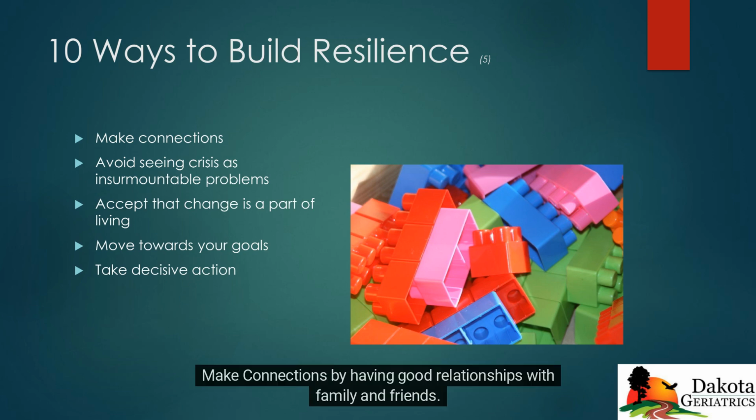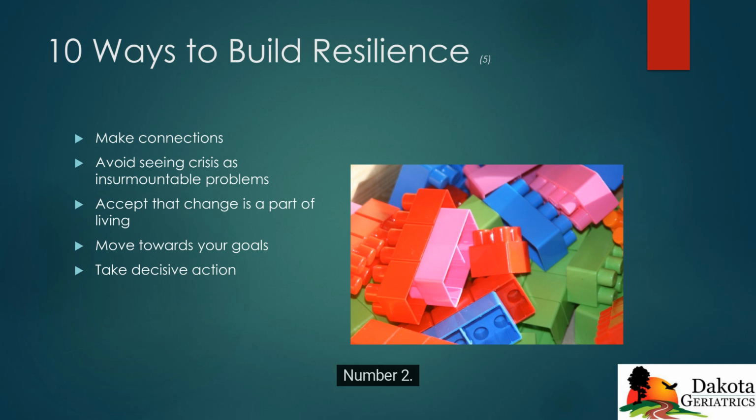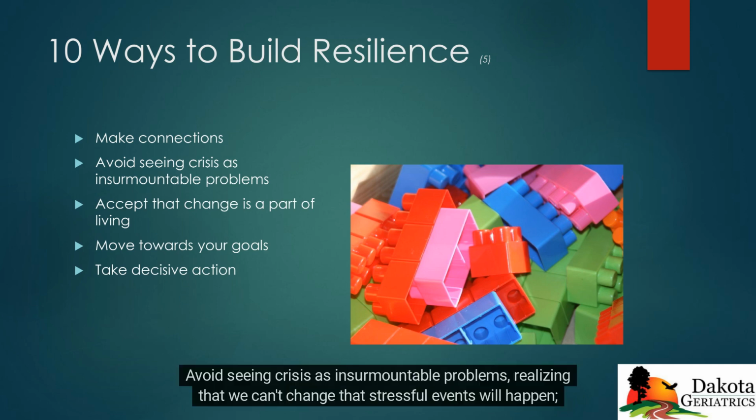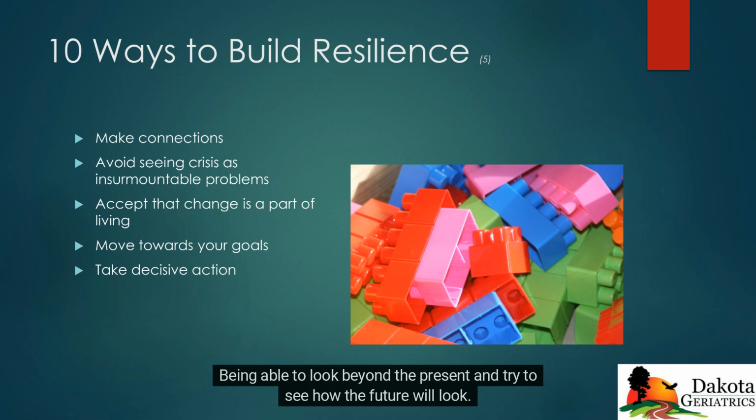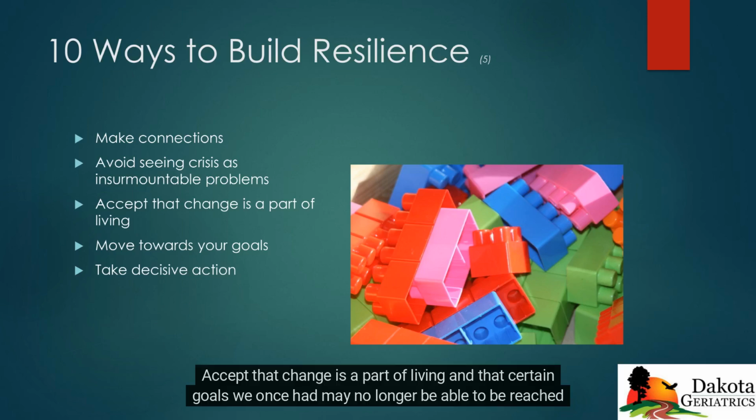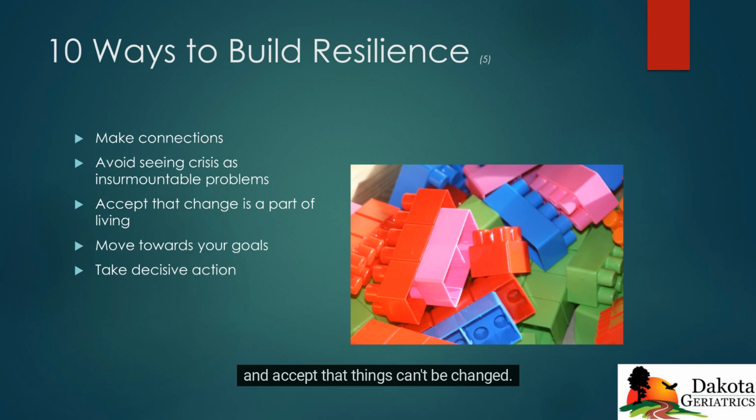Another source, Psych Central, identifies 10 ways to build resilience. Number 1. Make connections by having good relationships with family and friends. Number 2. Avoid seeing crisis as insurmountable problems, realizing that we can't change that stressful events will happen. However, what can change is how those stressful events are interpreted and the response to the events. Being able to look beyond the present and try to see how the future will look. Number 3. Accept that change is a part of living and that certain goals we once had may no longer be able to be reached, and accept that things can't be changed.